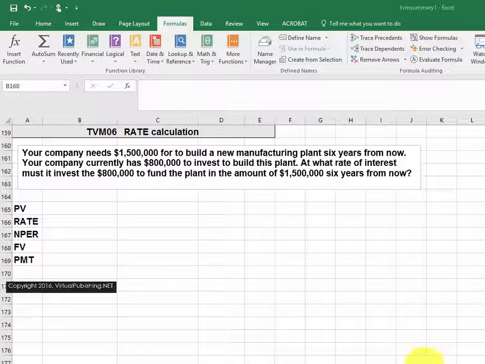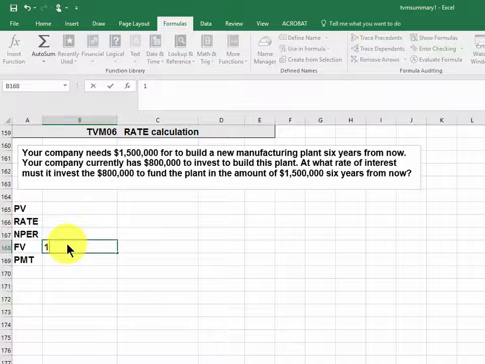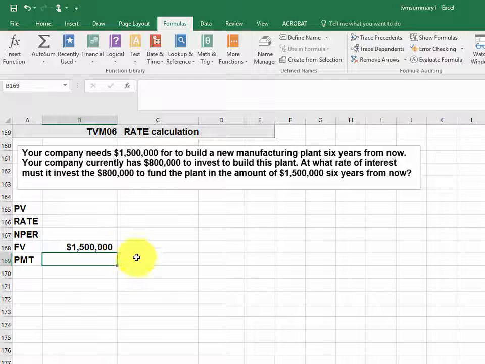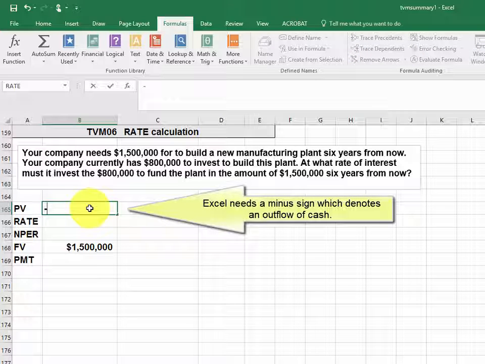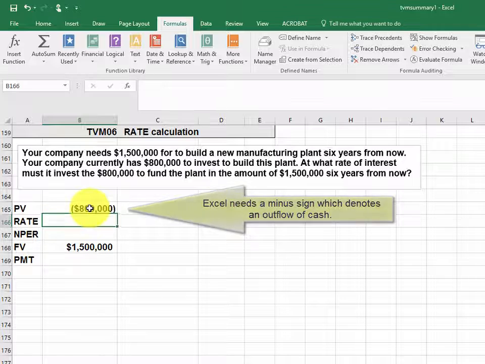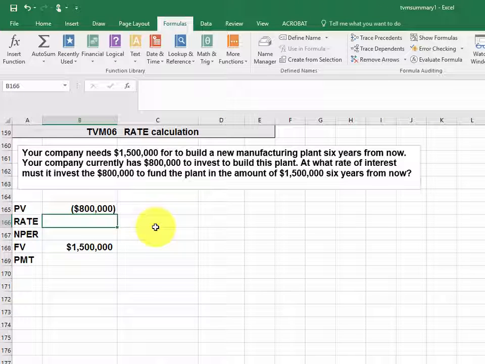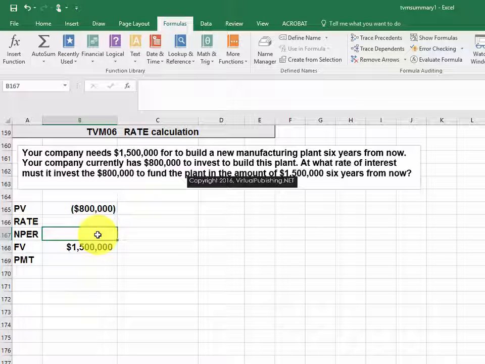First, plug in the known values into the appropriate cells. The future value, FV, is $1,500,000. The present value, PV, is minus $800,000. The number of periods, NPER, is 6.